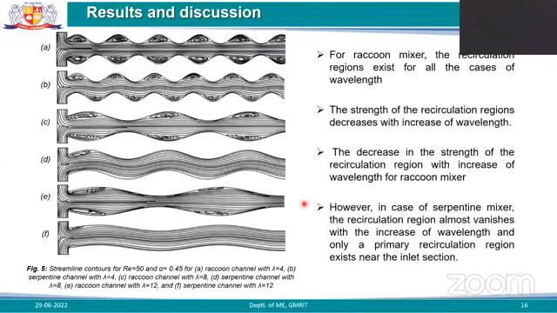For the Recon micromixer, the recirculation region exists. If we see, the recirculation zone exists for all cases of the Recon channel. But now if we see the serpentine channel, in this case there is no recirculation zone, and the strength of the recirculation decreases with increasing wavelength. In the serpentine micromixer, the recirculation region almost vanishes for the case of higher wavelength.